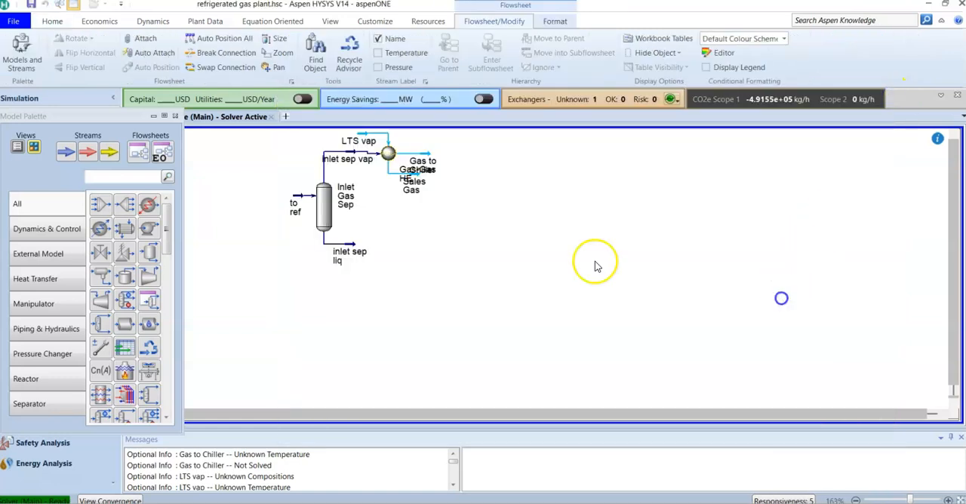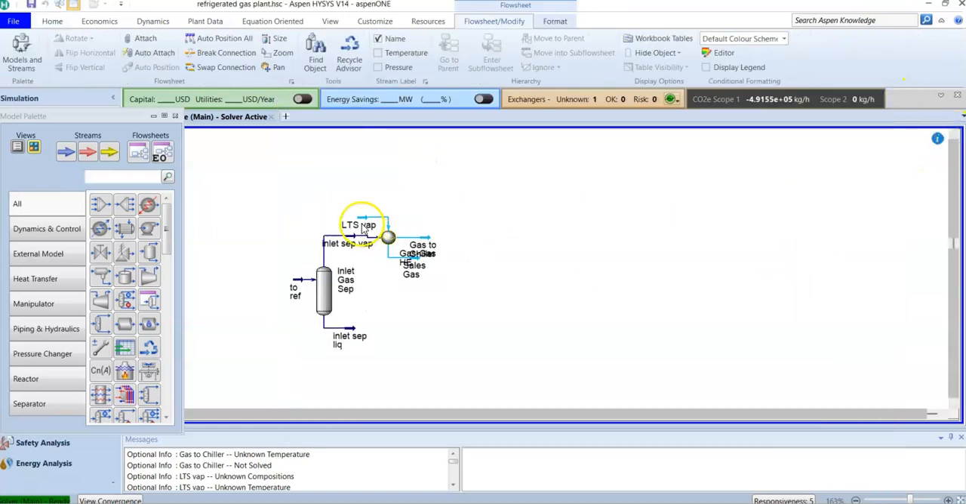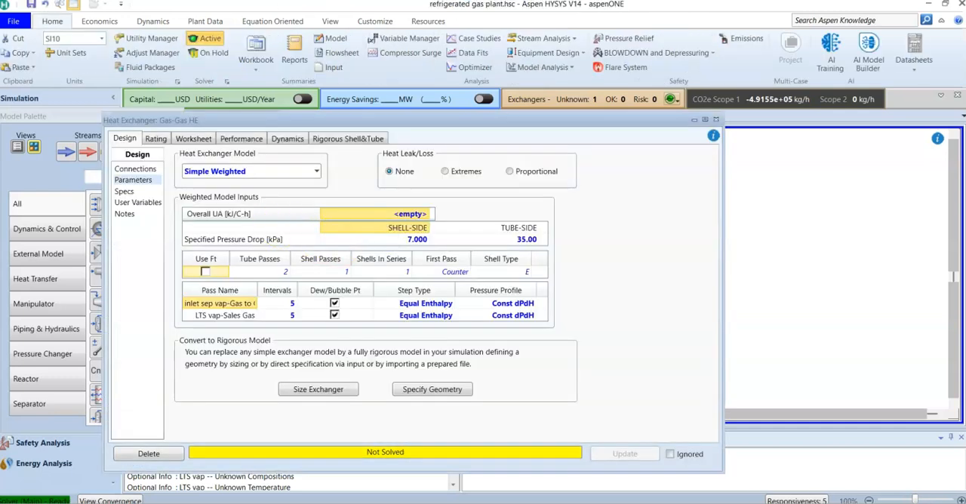So to solve our heat exchanger, we need to define the flow in the shell. If we go up there, this is our shell, the LTS vapor and sales gas vapor, and the one in tube is moving inside this yellow tube. Okay, so after that we need to add the rest of the information. After adding our heat exchanger, we are going to add another specification.